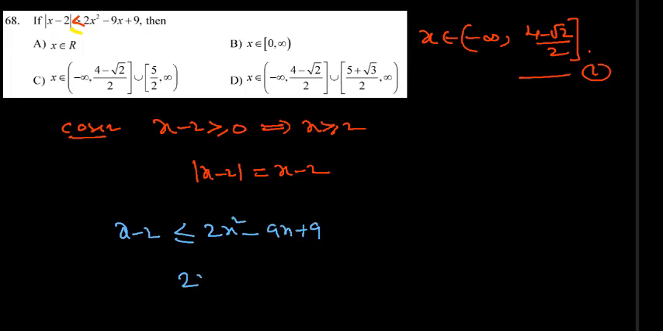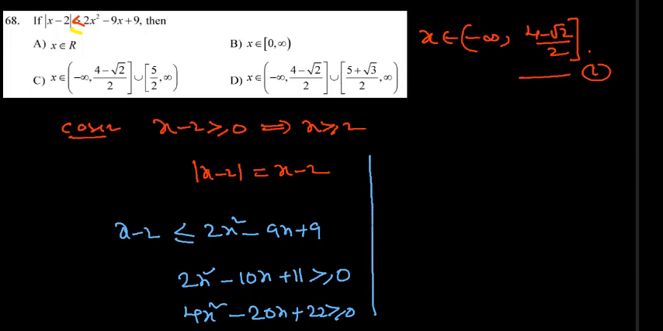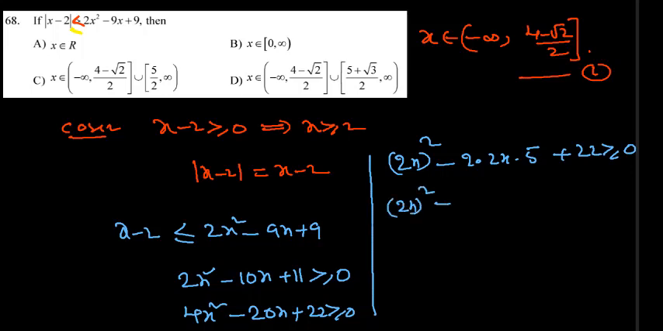Or another way, consider 2x square minus 10x plus 11 greater than or equal to 0. Again, it is not a perfect square and we can't find the factors. That's why I'm multiplying 2 on both sides: 4x square minus 20x plus 22 greater than or equal to 0. So, listen here: (2x) whole square minus 2 into 2x into 5, plus 22 greater than or equal to 0. To complete the square we should add and subtract 5 square, that is 25.